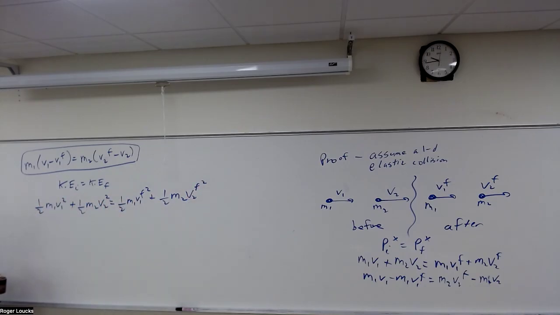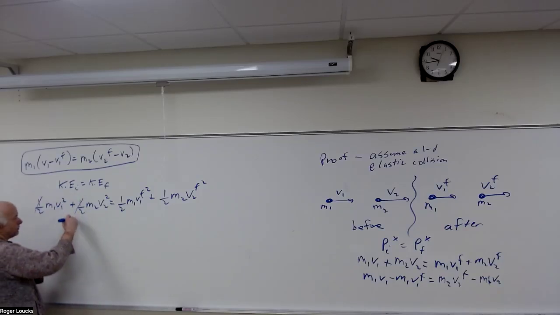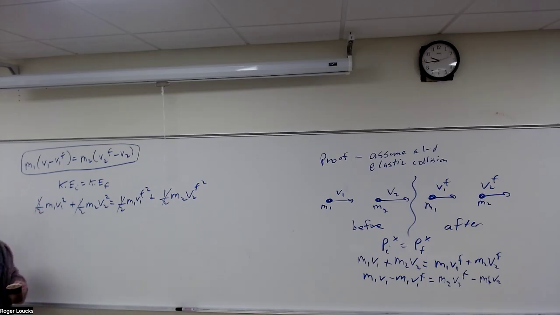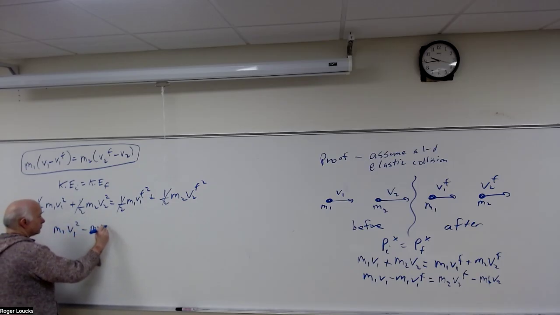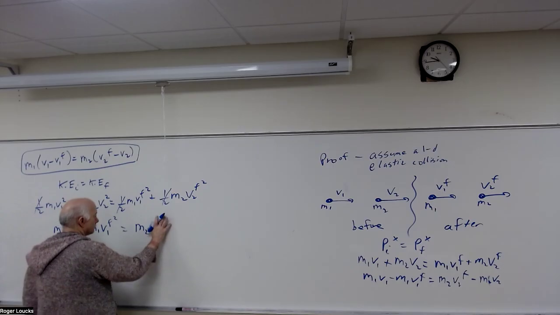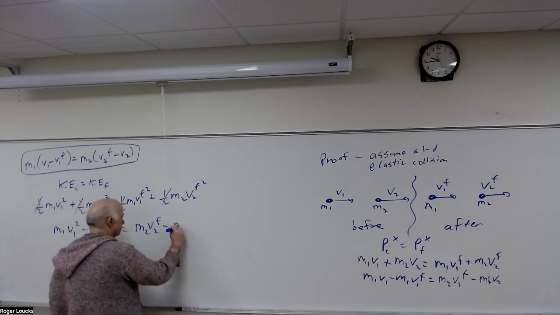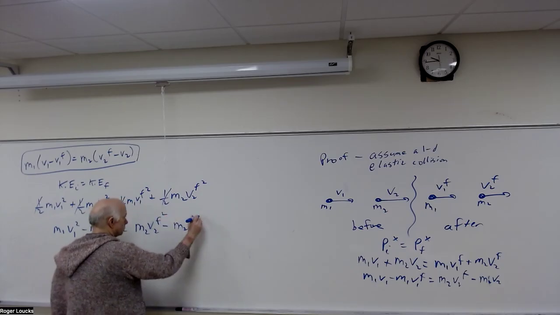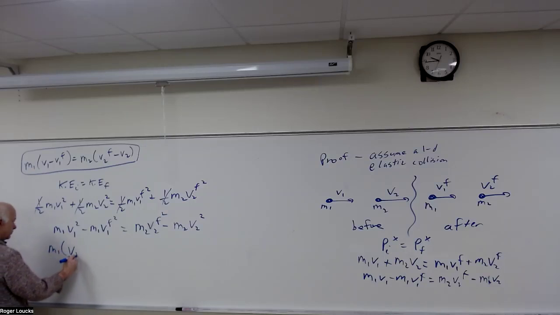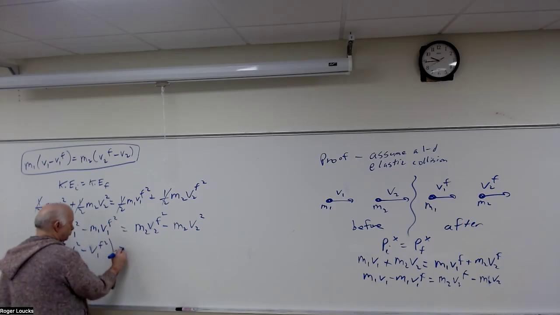Okay, what cancels? All those halves cancel out. That's good. And then I'm going to do the same thing. I'm going to take all the M1s to one side, all the M2s to the other side. And again, why am I doing that? Because I've done this derivation before. I'll factor out the M1 here, and I'll factor out the M2 here.